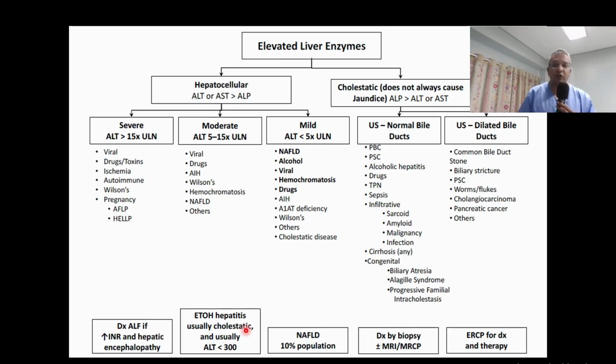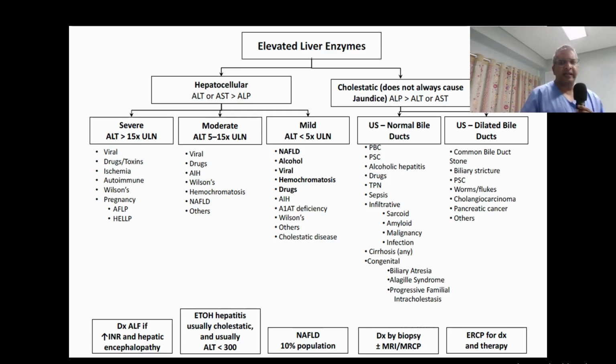Alcoholic hepatitis is usually cholestatic, but usually your ALT is below 300. That is a big tip off. Other issues with the alcohol is it causes the isolated increase in your gamma GT, and your AST is usually higher than your ALT, usually at a ratio of 2 to 1 or more. NAFLD is increasing in prevalence, probably more than 10% of the population. It happens in the setting of diabetes and even pre-diabetes.